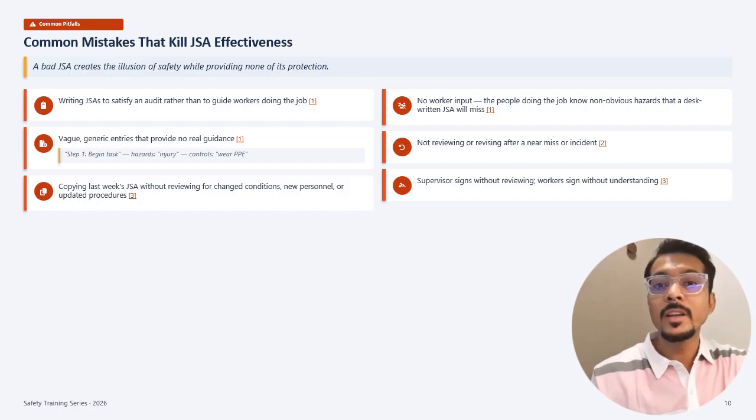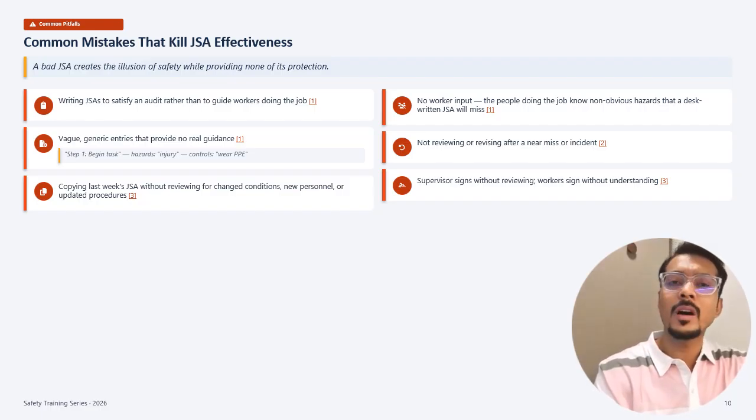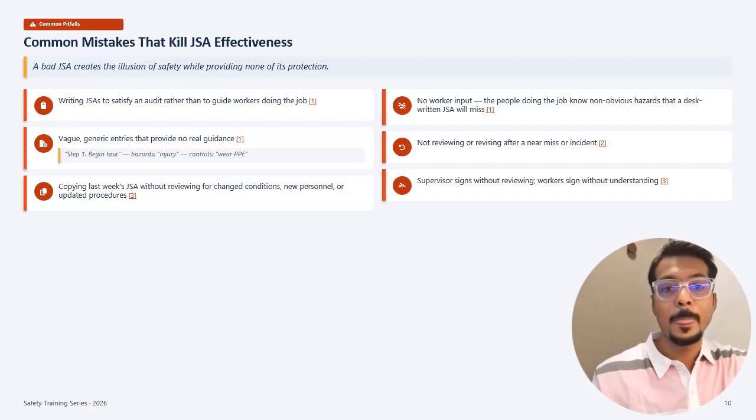Not reviewing or revising after a near miss or incident. Supervisors signing without reviewing, and workers signing without understanding. So it all looks related to paperwork we need to do for the sake of compliance. No, not related to that. If we are really doing it, you can understand where you are and what you are doing.